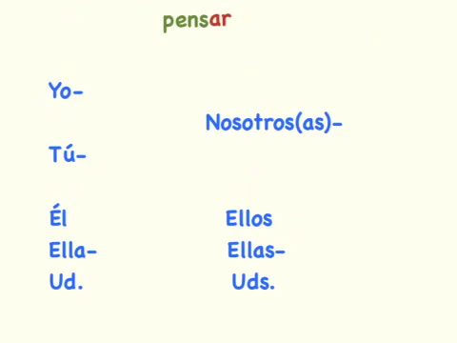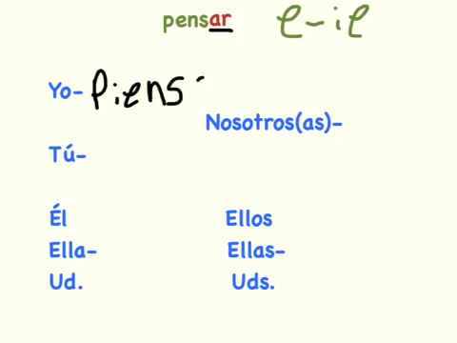So continuing with pensar, which means to think, I'm going to show you how to conjugate an E to IE stem-changing verb. Again, the endings change like normal. So in the yo form, it would be yo pienso. See, just the E changes, E to IE.